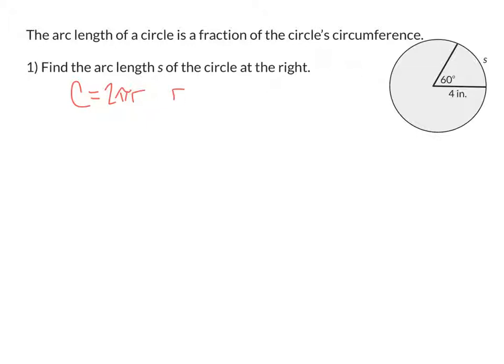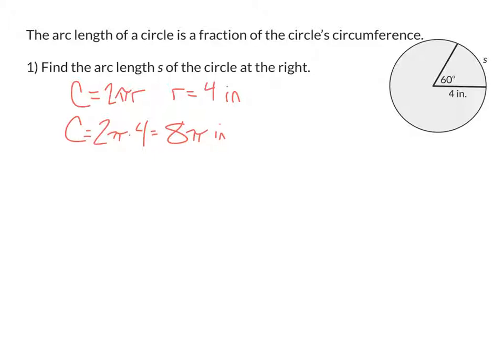Now, the radius of this piece is 4 inches. So we can plug that r in, and my circumference is going to be 2 pi times 4, which ends up being 8 pi inches. For now, we'll leave it like that.